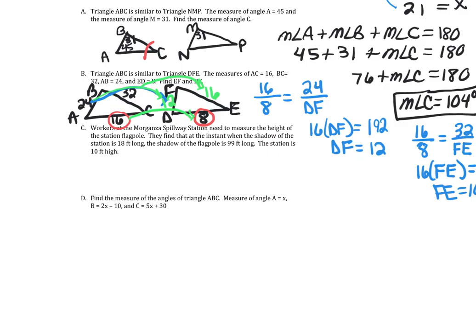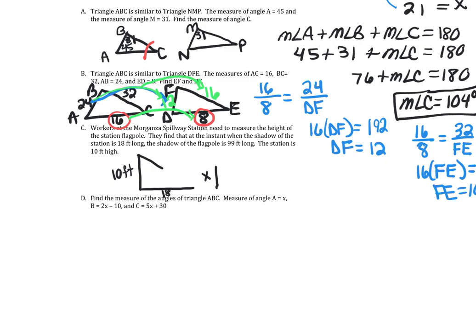And let's start talking about the station. So here's what we know. The station is 10 feet high. We're going to make that the station right here, 10 feet high. They need to measure the height of the station flagpole. Let's say here's our station flagpole. We don't know what the height is. We're going to call it X. The shadow, it says they find that at the instant when the shadow of the station is 18 feet long, this shadow is going to be on the ground, 18 feet.